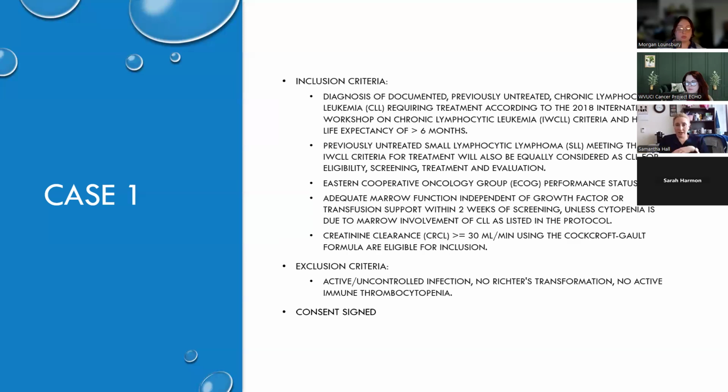The inclusion and exclusion criteria are listed there. Essentially, with clinical trials, we want patients, especially for this clinical trial, who haven't been treated before. They're looking for people who have adequate marrow function, adequate kidney function, and a good performance status.